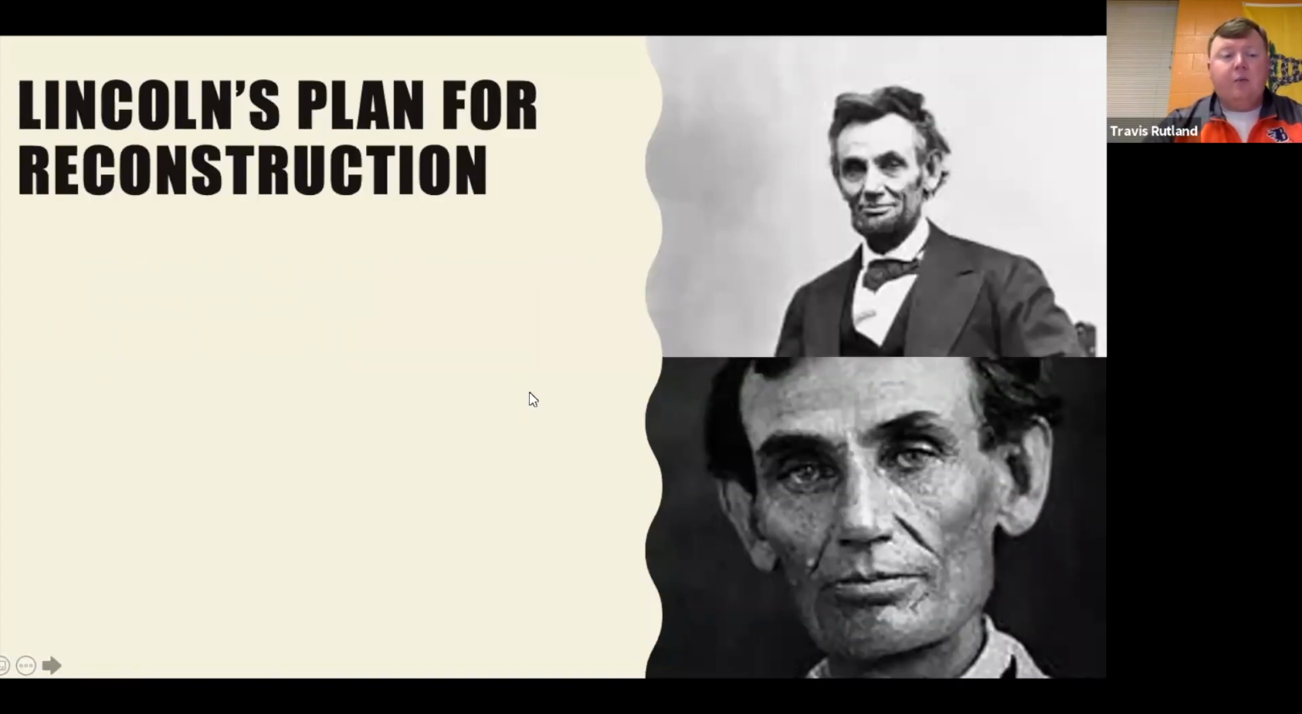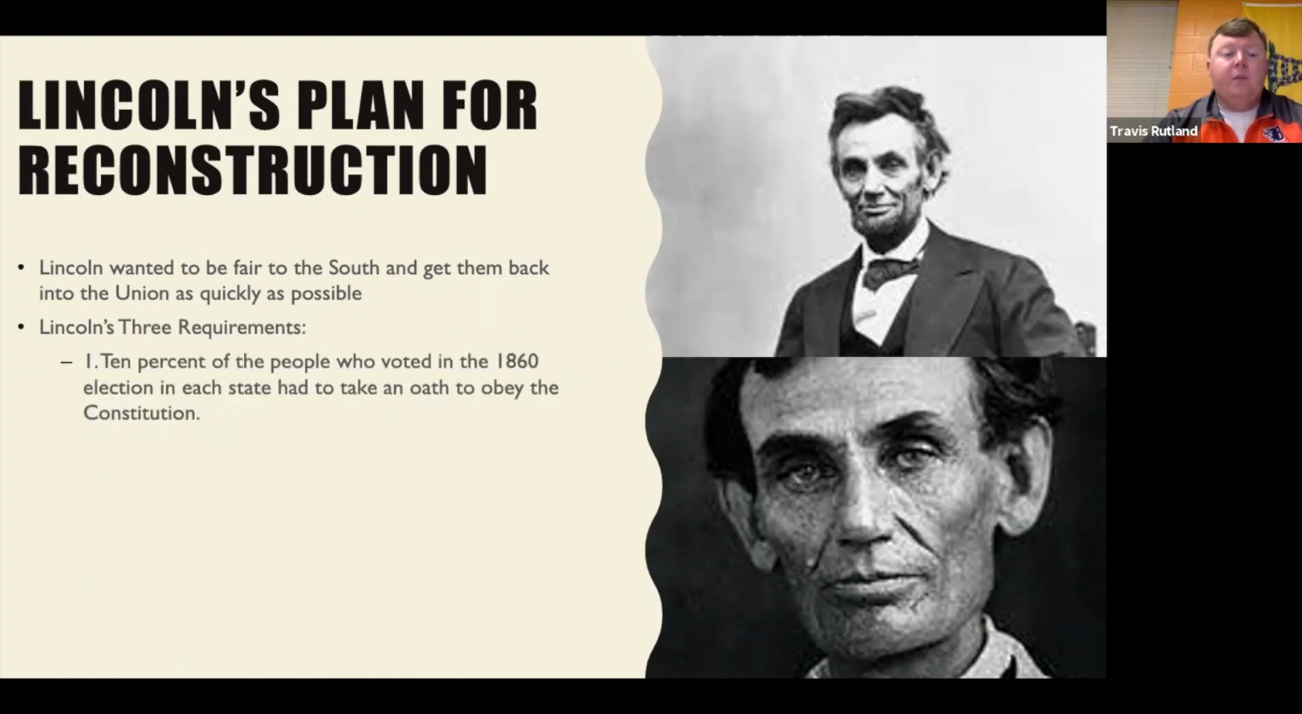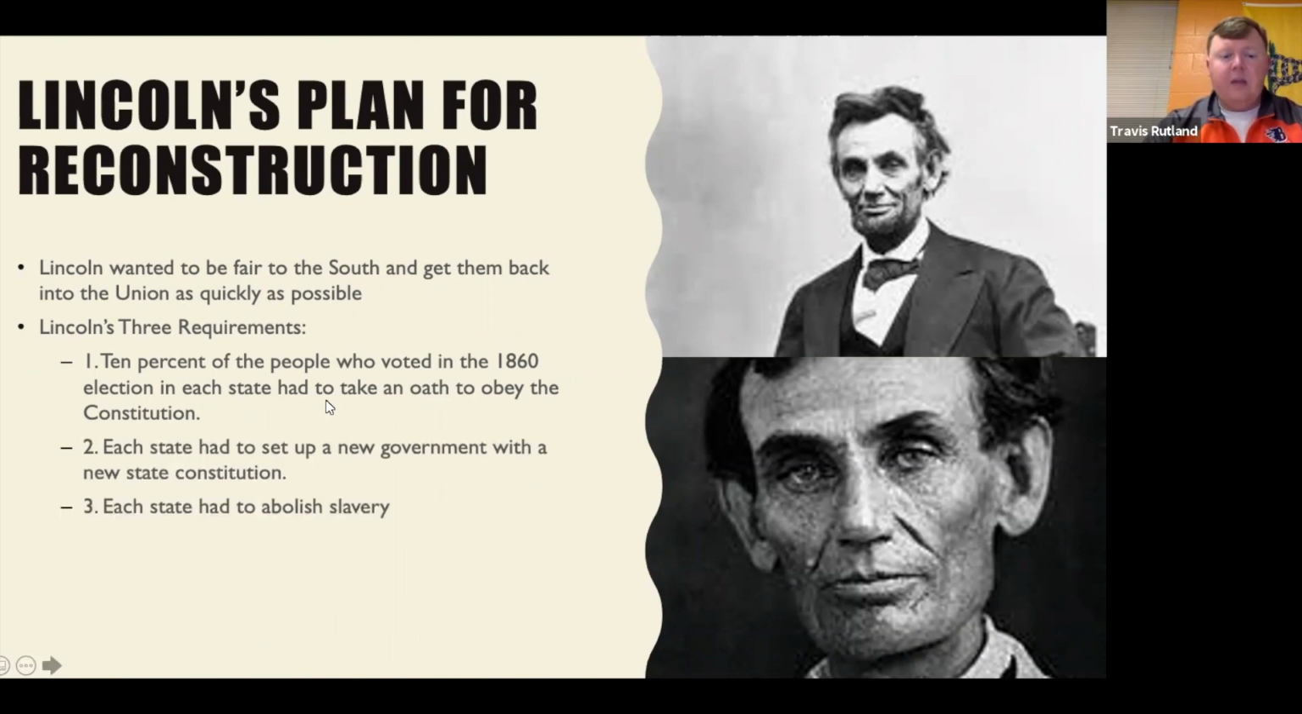Now, while Lincoln is still president and alive, he has his plan for Reconstruction. He wanted to be fair to the South and get them back into the Union as quickly as possible. To do this, Lincoln said there are three requirements. First, 10% of the people who voted in the 1860 election in each state had to take an oath to obey the Constitution. Two, each state had to set up a new government with a new state constitution. And three, each state had to abolish slavery.